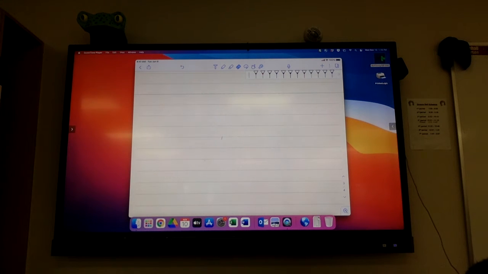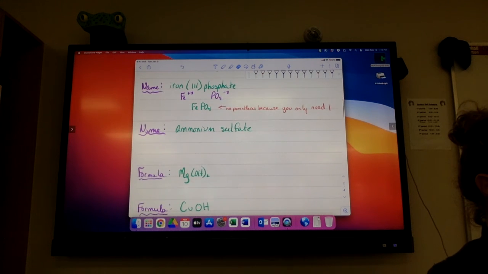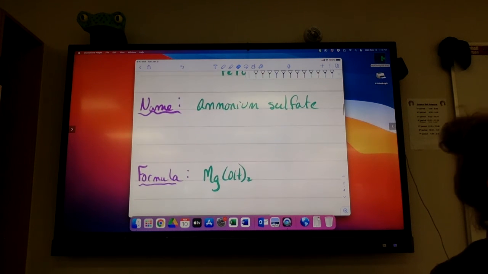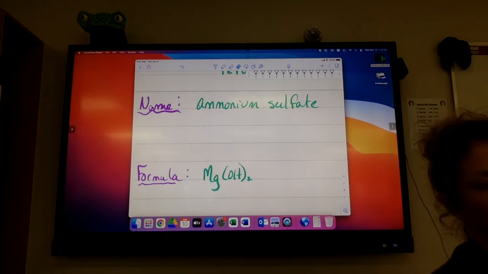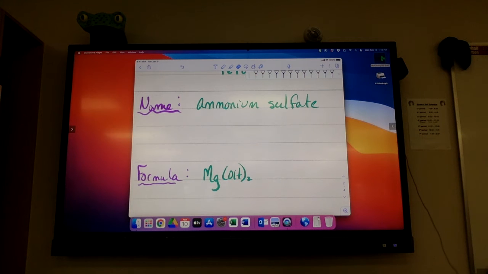All right. Ammonium sulfate is next. How good does the spelling have to be on it? Perfect. It needs to be perfect. No.